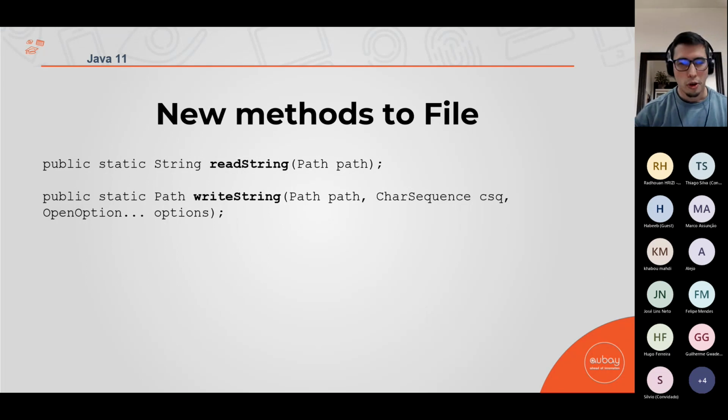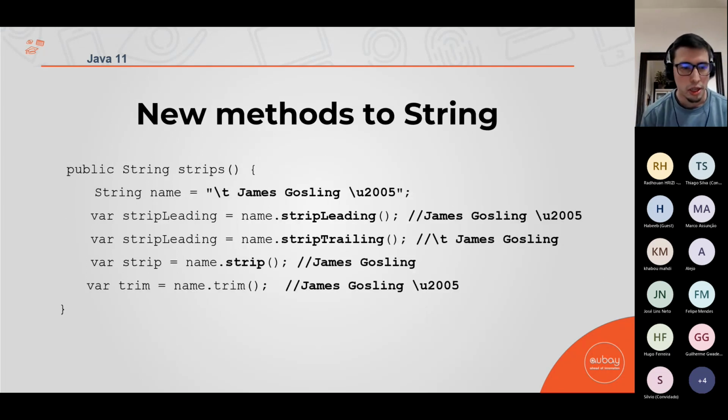We also have new methods for String. Basically, we have strip, so we have stripLeading and stripTrailing. As you can see here, we have the variable called name, James Gosling, and we have some blanks and special characters. Now trim doesn't remove this blank and this special character on the right side. So you can use strip or stripLeading or stripTrailing and it will do it for you. Okay, it removes the blank and the special character.